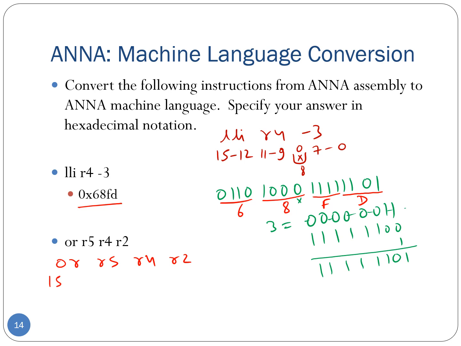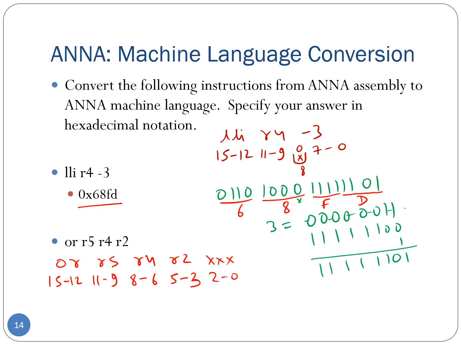So bits number 15 to 12 is this opcode. 11 to 9 is R5. 8 to 6 is R4. 5 to 3 is your R2, and 2 to 0, these are your unused 3 bits. Okay, so this is the format.